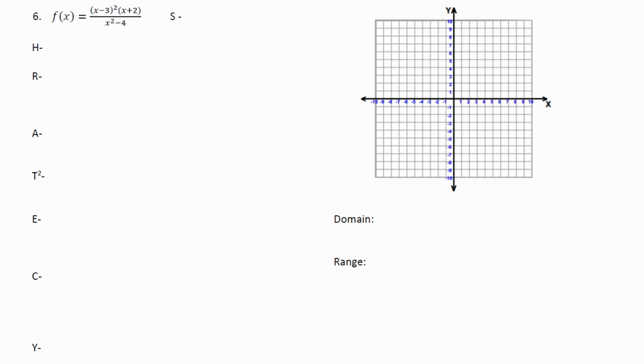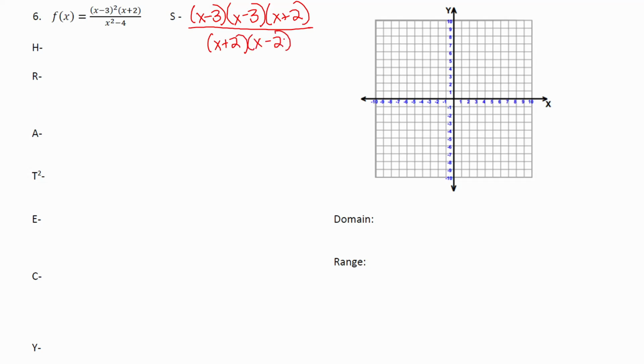S, remember, S stands for simplify. In simplify, we factor. So let's go ahead and factor our information. So x minus 3 squared means I have to write it twice. So I'm going to write x minus 3 twice. And then I'm going to write x plus 2, like that. Over, now the denominator, I have to factor the denominator, x squared minus 4. So I'm going to factor it to be x plus 2, x minus 2, just like that.